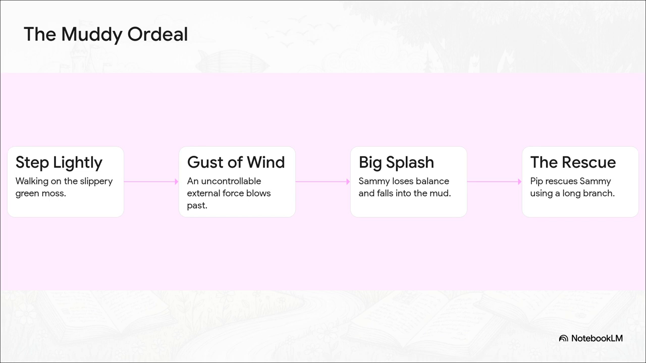Step 2. The inciting incident of the climax hits. A strong gust of wind blows past, a totally uncontrollable external force. Step 3. Disaster. Sammy loses his balance and just splashes right into the deep mud. And finally, Step 4. The resolution. Pip springs into action, finds a long branch, and rescues his friend with a mighty heave. The author brilliantly orchestrates this to show exactly how fast a fun journey can run into scary, unforeseen obstacles.